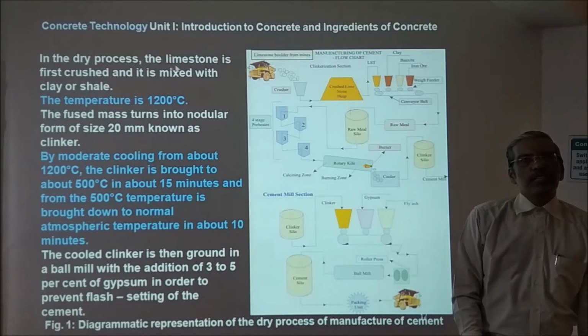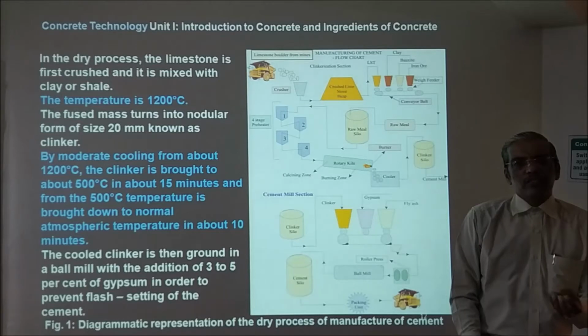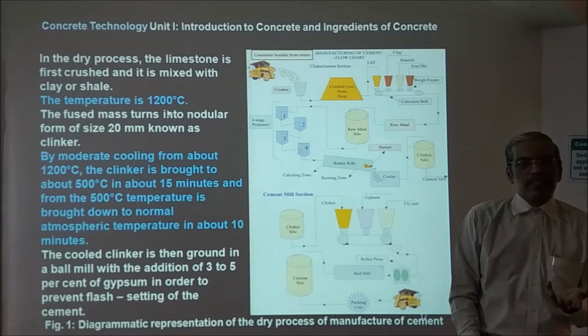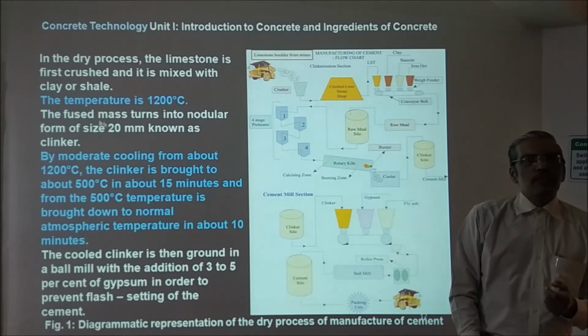In the dry process, the limestone is first crushed and it is mixed with the clay or shale. The temperature is about 1200 degrees Celsius, because as it is the dry process, the ingredients are not in the wet condition, so the temperature is comparatively less compared to the wet process. The fused mass turns into nodular form of size 20 mm known as clinker. By moderate cooling from about 1200 degrees Celsius, the clinker is brought to about 500 degrees Celsius in about 15 minutes.